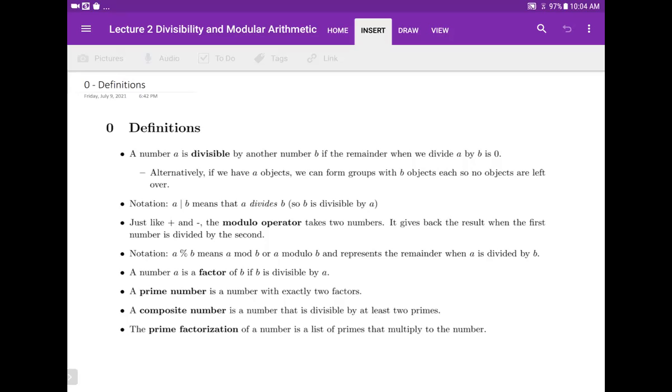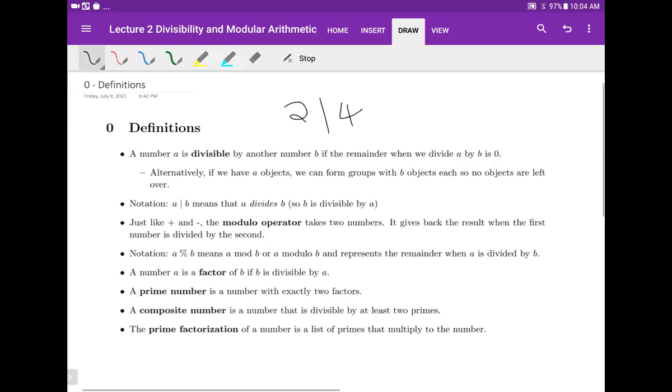Alternatively, if we have A objects, we can form groups with B objects each, so no objects are left over. You should have encountered this idea when you were studying arithmetic. For notation, A with a straight line down the middle, and then B, means that A divides B. In other words, B is divisible by A. So for example, 2 divides 4 and 3 divides 6, and so on and so forth.